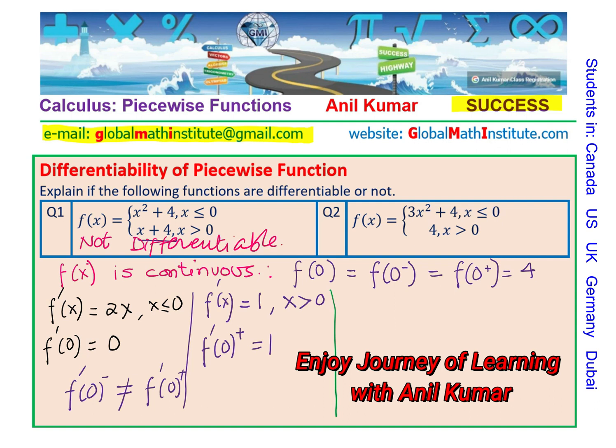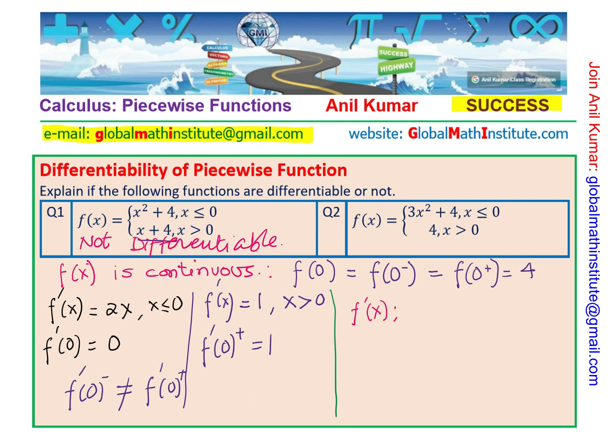You get the idea? Now let's look into the second question, because these derivatives were not seen. So in the second case, if I find the derivative of this particular function for x less than or equal to 0, I get this derivative as equal to 3 times 2, 6x.